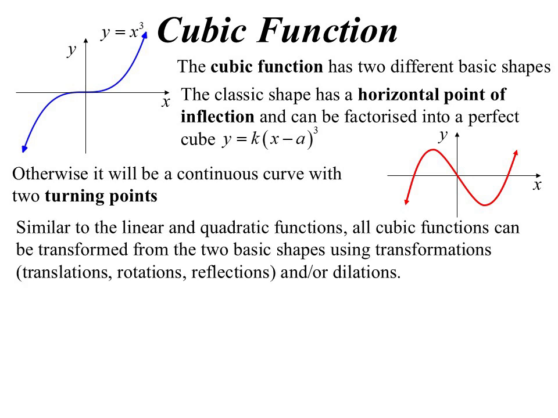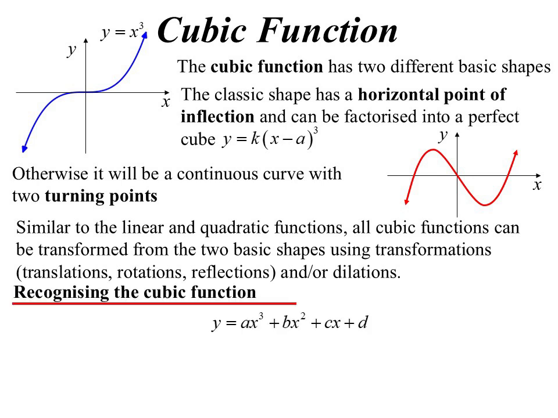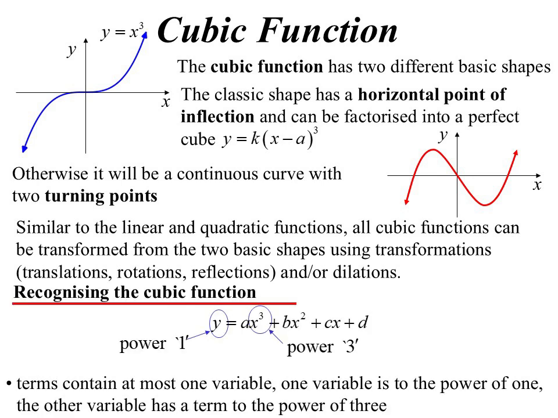But just like our linear and quadratic, we could recreate any cubic using transformation. So translation, reflection, rotation, dilation. How do we recognize a cubic? Well, once again, we're just looking for the highest powers. So for a cubic, one of them is going to be the power of 1, the other is going to have a highest power of 3.